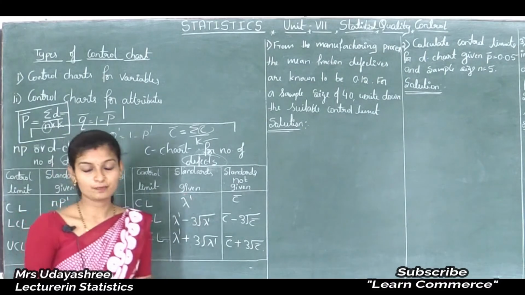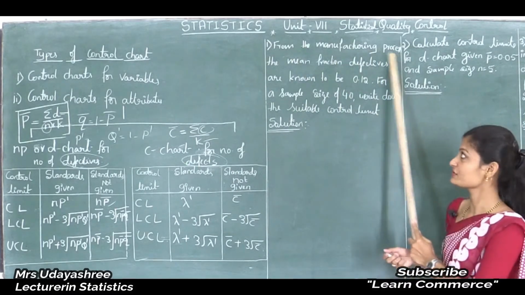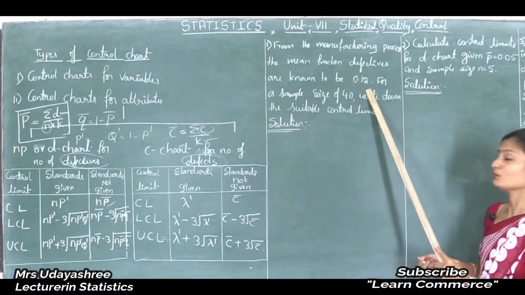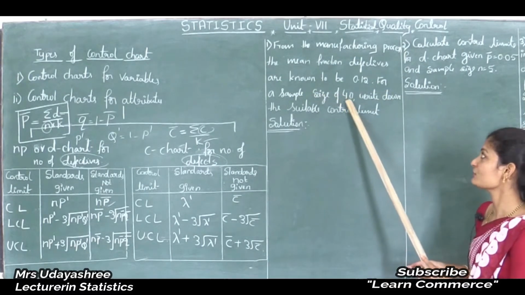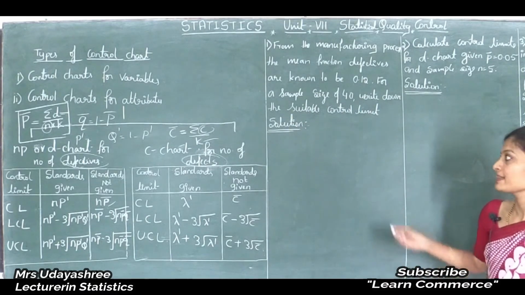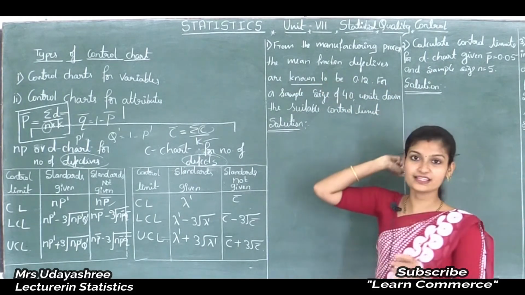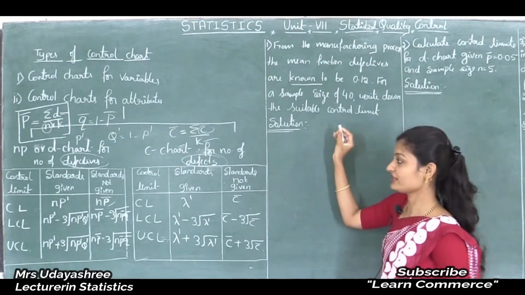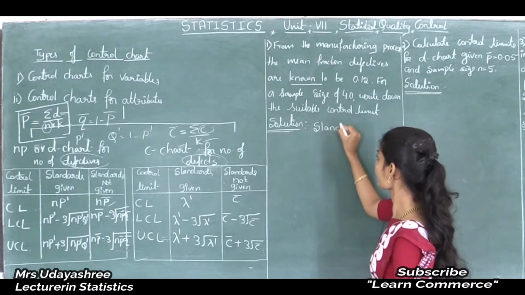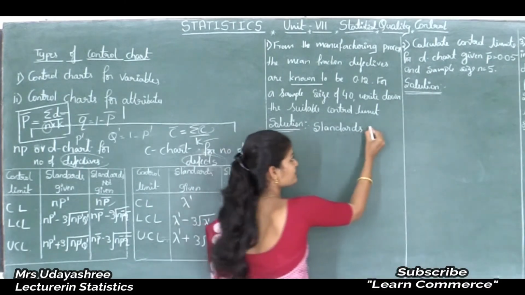Now let's see the problem. Problem number 1: from a manufacturing process, the mean fraction defectives are known to be 0.12. For a sample size of 40, write down the suitable control limits. See the solution part. Here, known to be means that this is a standards given case.